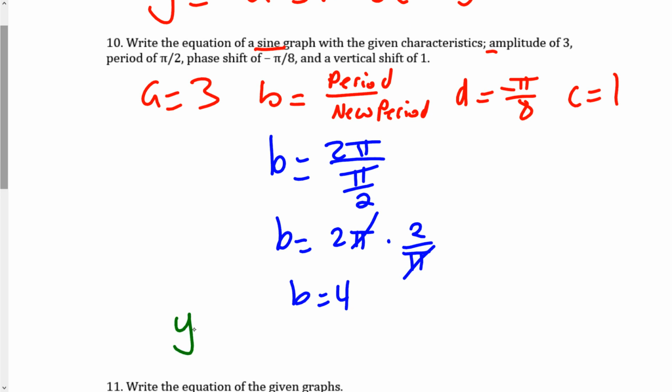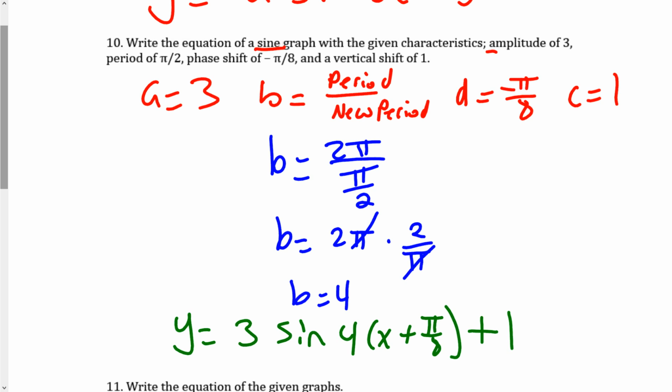So we have y equals our a times sine, our b of b, which is 4, times x minus our d, so that's a negative pi 8, so that's a positive pi 8. Close off that parenthesis, make sure you close off that parenthesis or close off the bracket if you're using the bracket, and then add our c, which is a positive 1. Okay, so b is the hard work, d is always opposite.